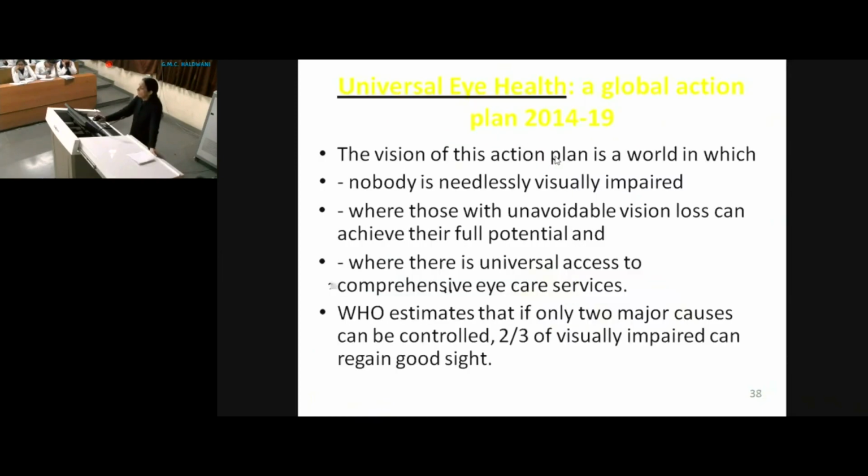And then universal eye health, global action plan. The vision of this action plan is a world in which nobody is needlessly visually impaired, where those with unavoidable vision loss can achieve their full potential and where there is universal access to comprehensive eye care services. WHO estimates that if only 2 major causes, cataract and glaucoma, can be controlled, then 2/3 of the visually impaired can retain good sight. So this is the universal eye health global action plan.